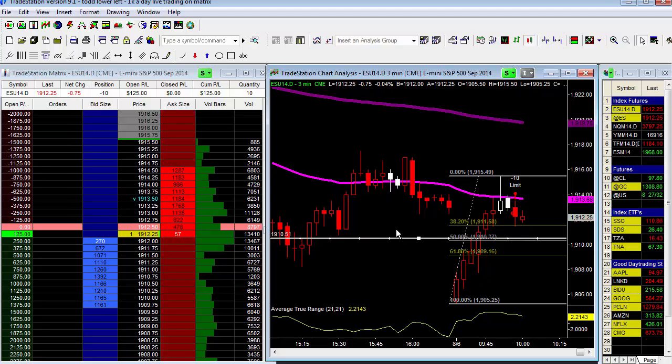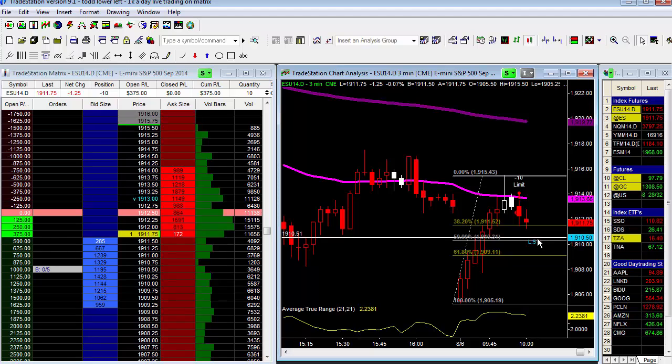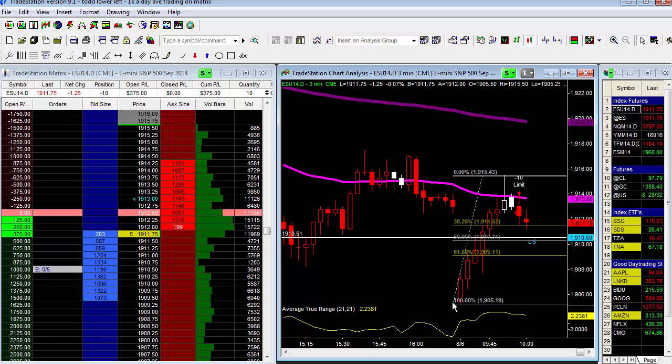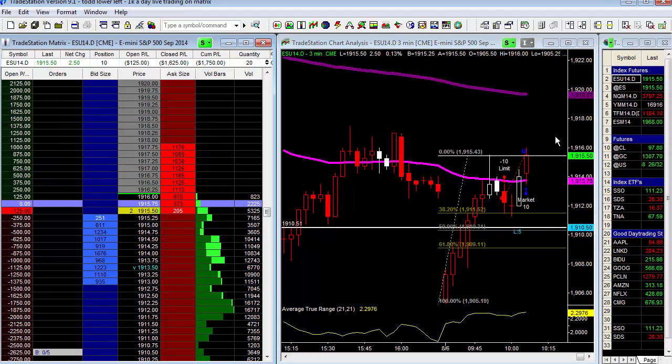I'm going to pause the video. All right, I am back, and we've got an order to exit half the position at 1910.5, as you can see down in here, to buy 5 back at 1910.5, which is essentially just 50% back of this up move. So from the low of the day to the high of the day, one tick up off that 50% right in here. And we'll keep watching this, and I'll be back shortly.